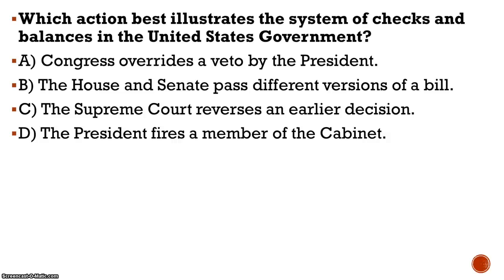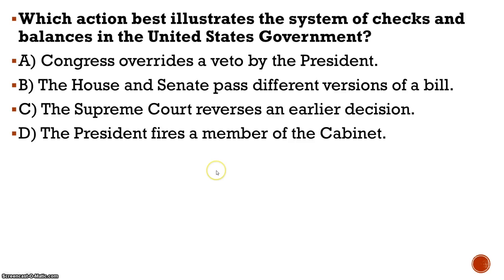All right, and here we have our first multiple choice question. Which action best illustrates the system of checks and balances in the United States government? A. Congress overrides a veto by the president. B. The House and Senate pass different versions of a bill. C. The Supreme Court reverses an earlier decision. Or D. The president fires, not kills, just fires, a member of the cabinet.